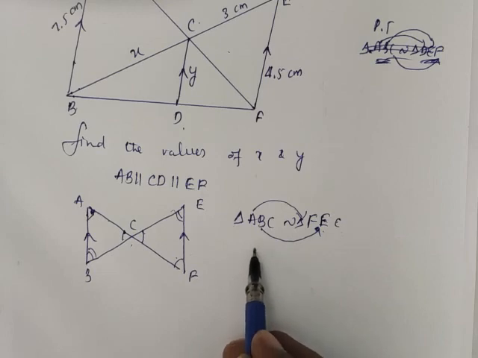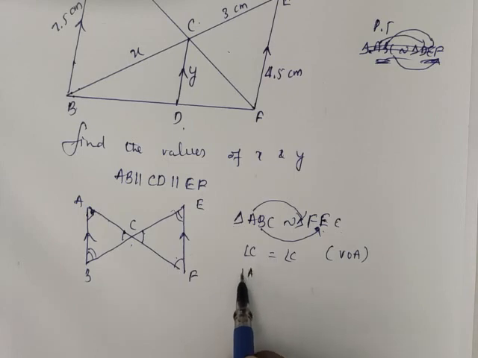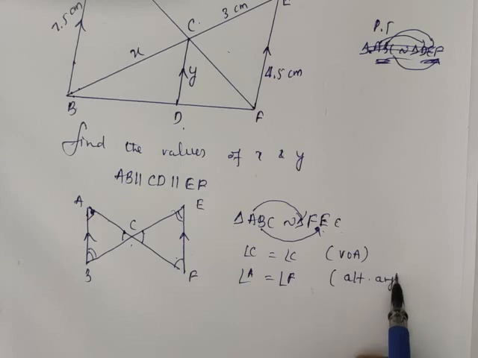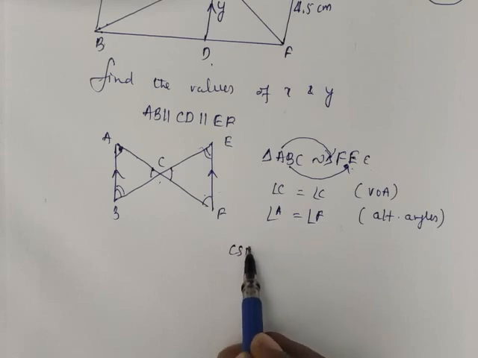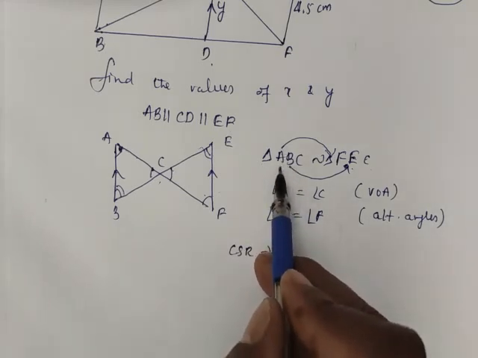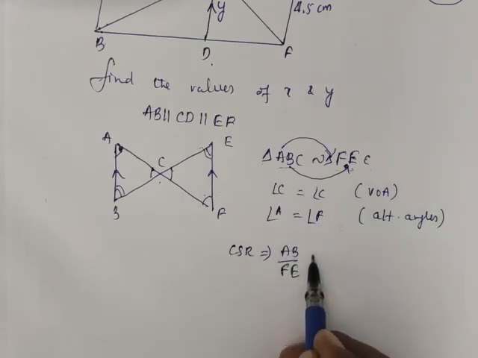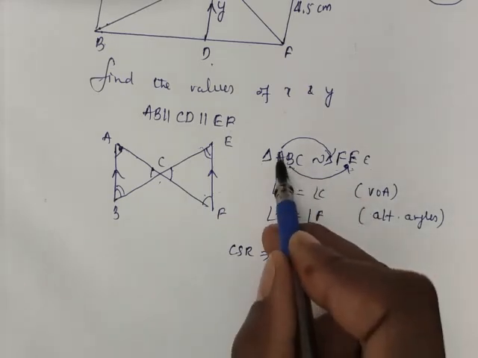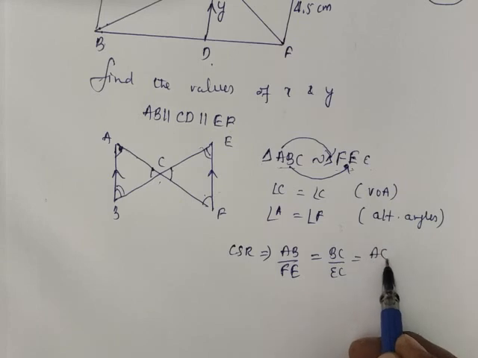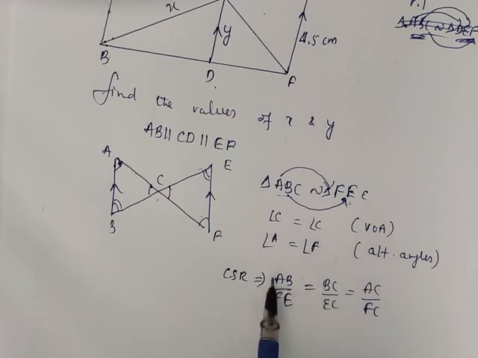Why are these two triangles similar? Because angle C equal to angle C, vertically opposite angle. Angle A equal to angle F. These two are alternate angles. Therefore, by AA postulate. Once these two triangles are similar, we go to corresponding sides ratio. How to write corresponding sides ratio? AB by FE equals BC by EC, equals AC by FC. So we proved the ABC and FEC triangles are similar, as well as we wrote the ratio.